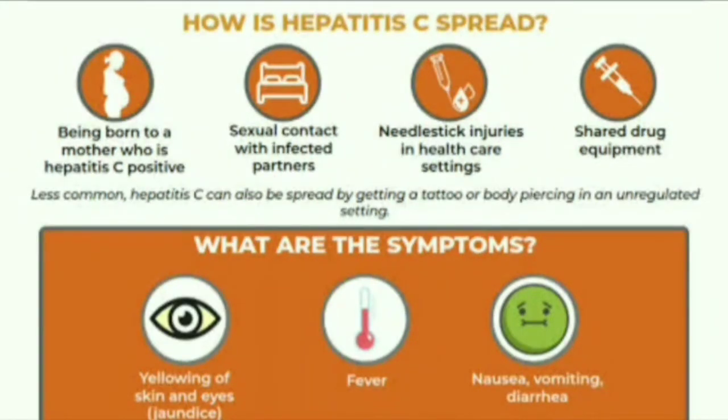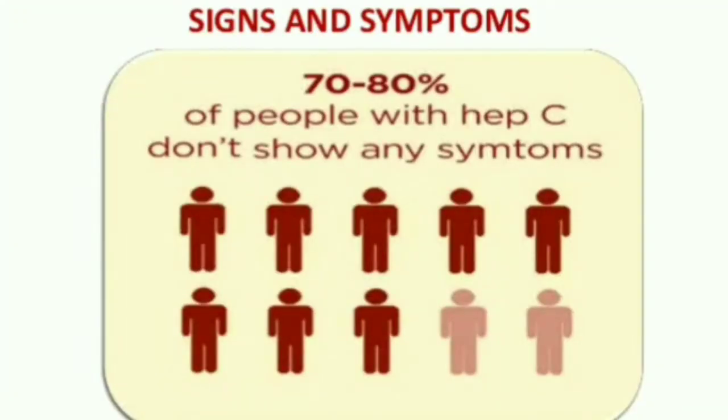So now let us discuss what are the common symptoms for hepatitis C. So yellowing of the skin and eyes, that is jaundice. And second is fever. And the third is nausea, vomiting and diarrhea. So these are the common symptoms for hepatitis C virus. But the fact is that about 70 to 80% of the people with hepatitis C do not show any symptoms.